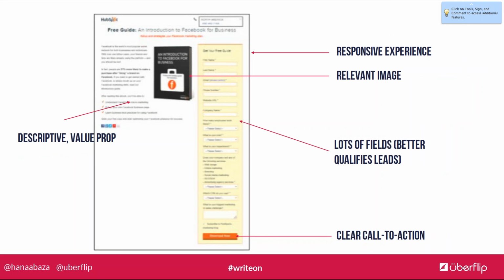Here's an example from a landing page that HubSpot's done. And in this case, they've got all the same elements. They've got a descriptive value proposition, a clear call to action, relevant image, but they've got way more fields. Now, in HubSpot's case, you can kind of derive what their goal is here. It's not necessarily just conversion. It's not necessarily, hey, I want as many people to convert as possible. It's a little bit more around, I want the right type of person to convert.